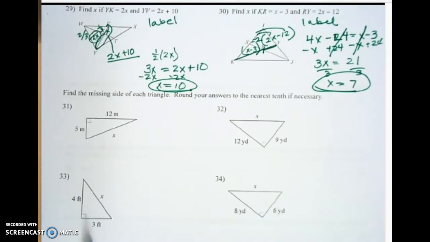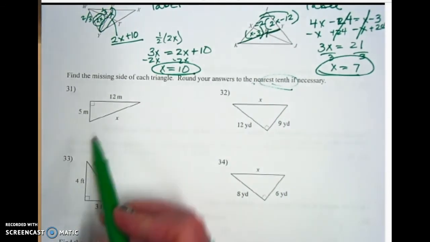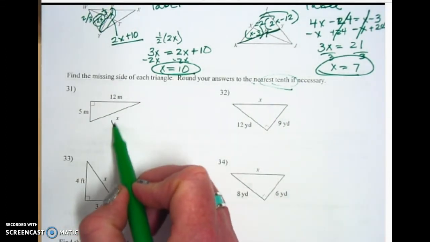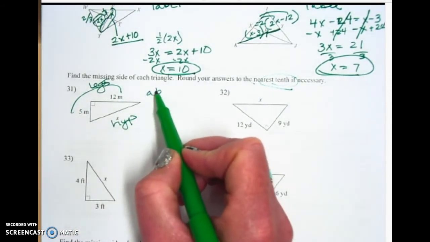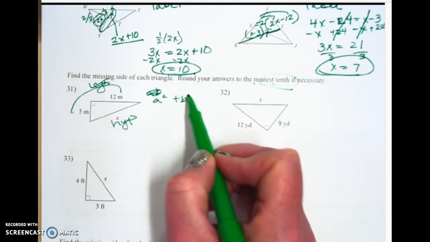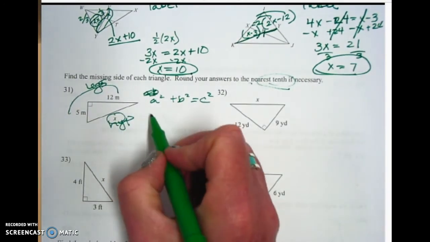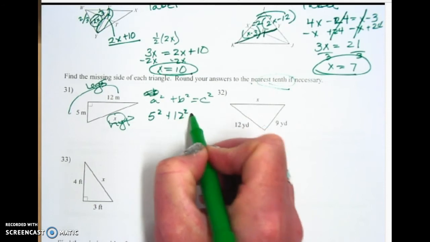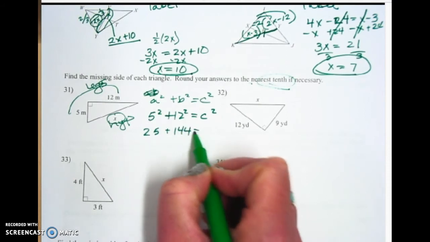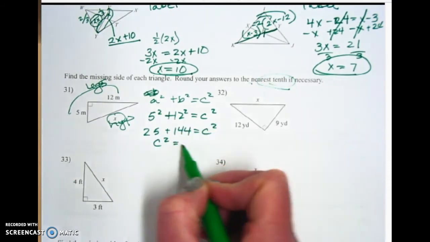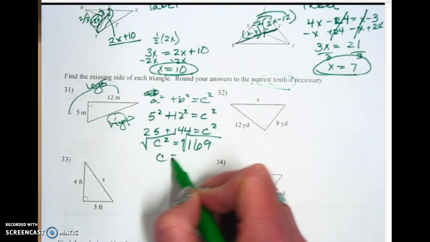Numbers 31 through 34. Directions say, find the missing side of each triangle. Round your answers to the nearest tenth, if necessary. So first you have to determine the missing side. This one's the hypotenuse. These are both legs. So if I plug them into the Pythagorean Theorem, I'm going to put the x in for the c. So I'm going to have 5 squared plus 12 squared equals c squared. This is 25. This is 144. So c squared equals 169. If you take the square root of both sides, and you can do that on your calculator, you should get c equals 13.